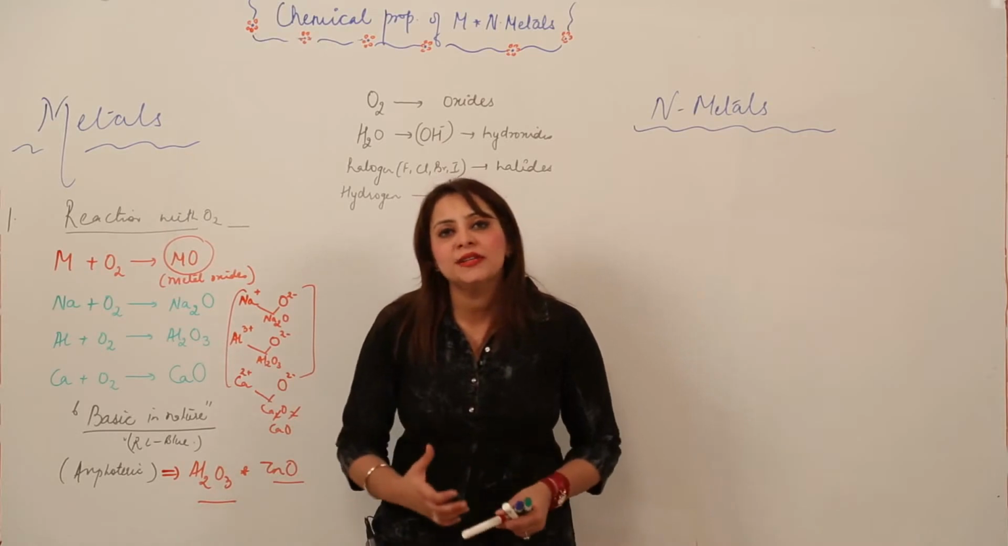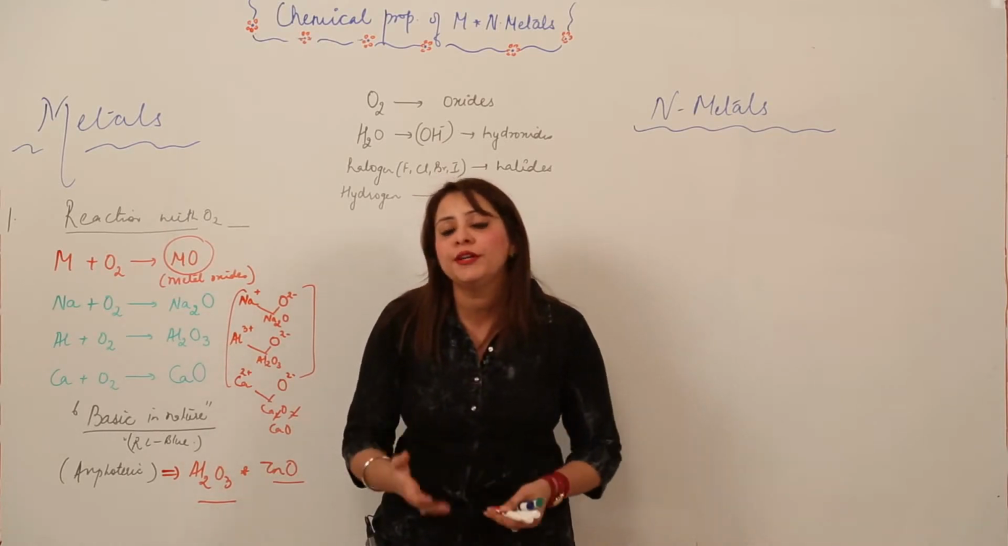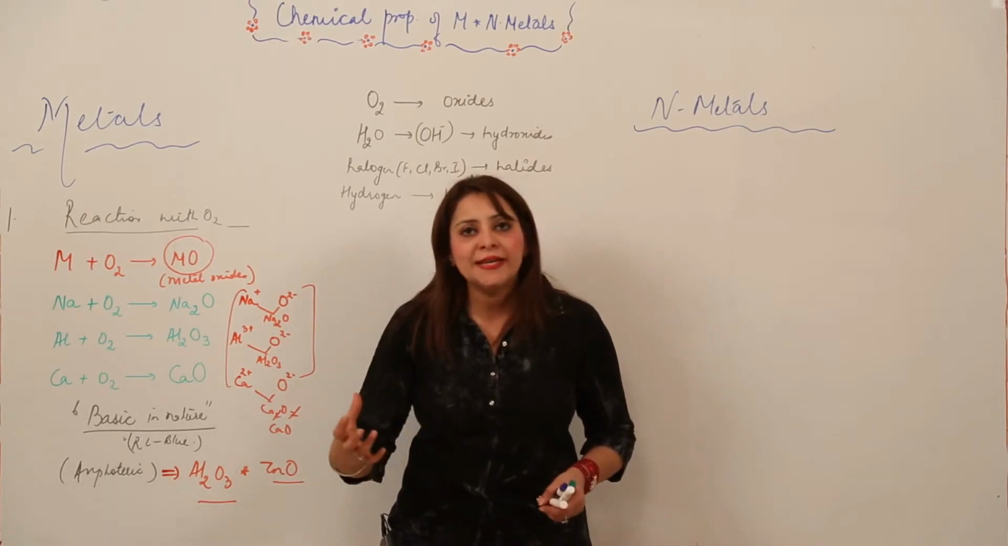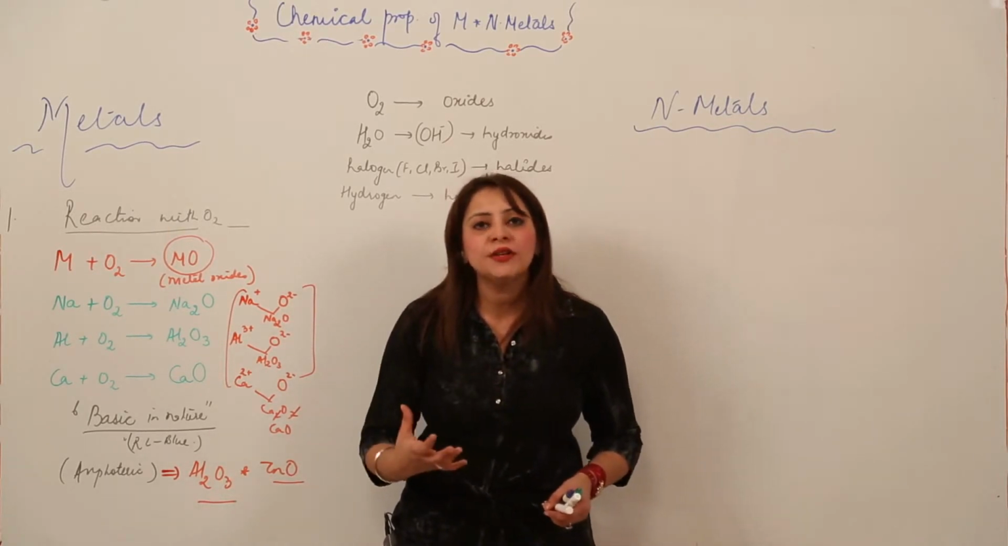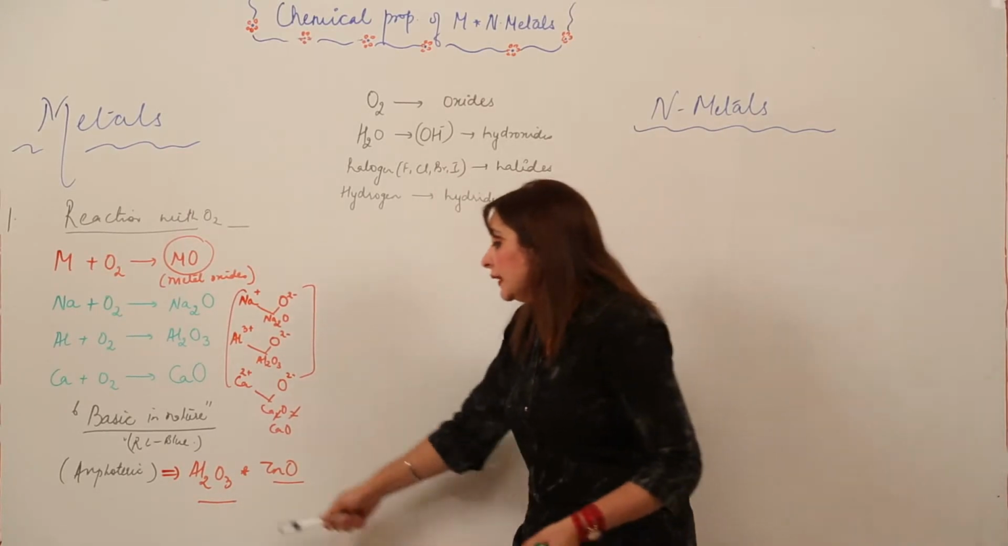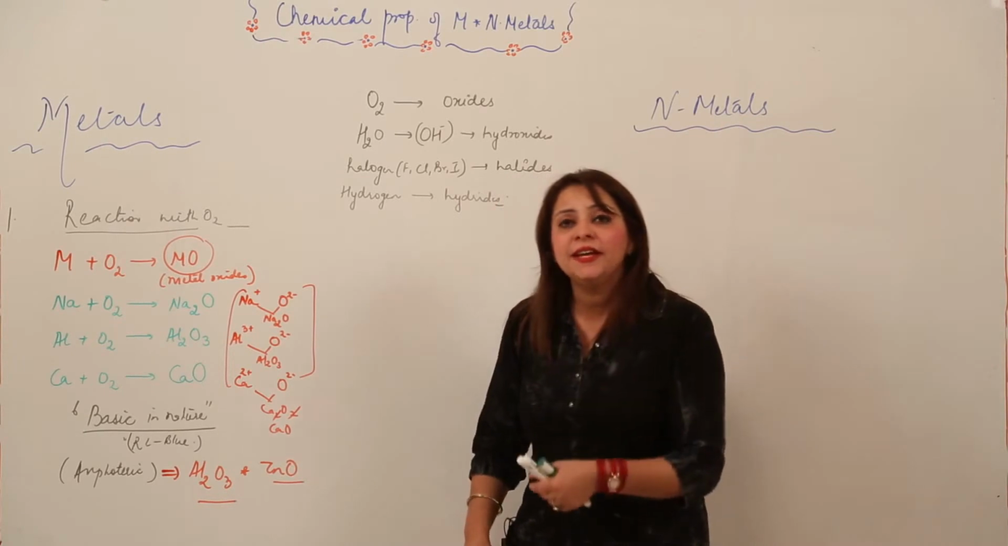So if you get a question like that, just look at the board to see how you are going to do it. It is so simple. You just have to react it with an acid and make one more reaction in which you react it with a base. Just look at the board how I am going to show that this aluminium oxide is amphoteric in nature.